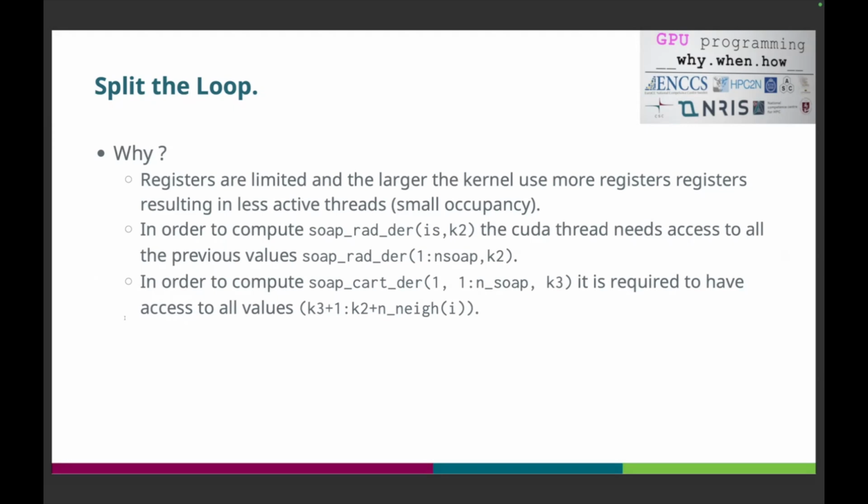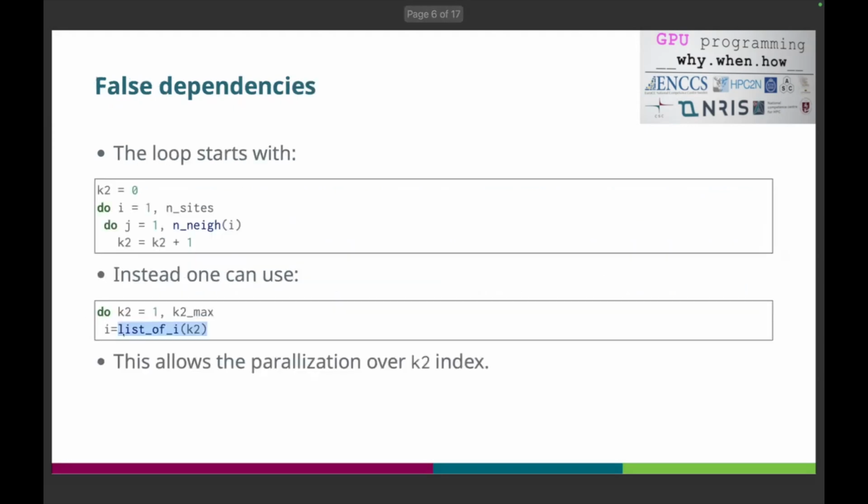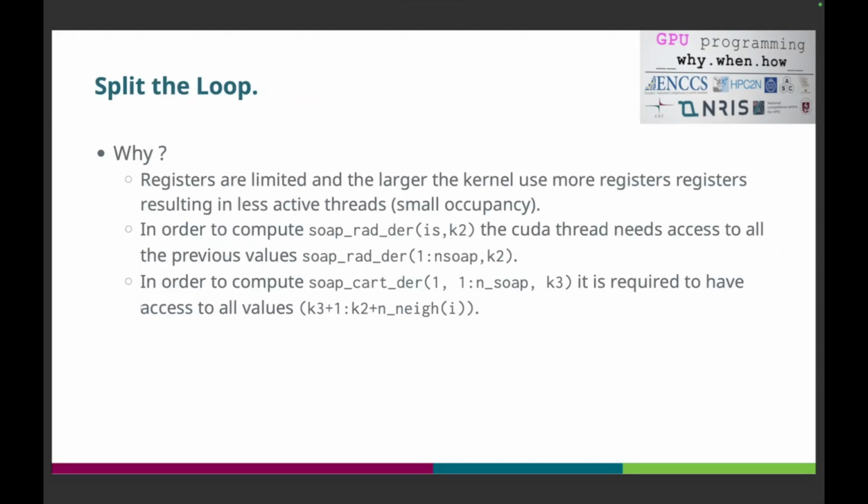The other reason to split the loops is that we could parallelize each part of the loop a little bit differently. We don't have to do the parallelization here all the time over this index k2. It depends on how the memory access is done and what's happening inside, and so we can take advantage of that.